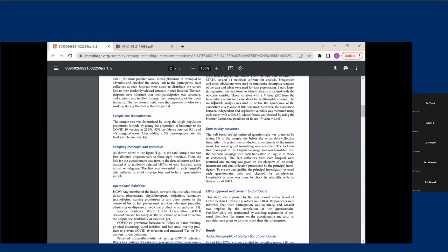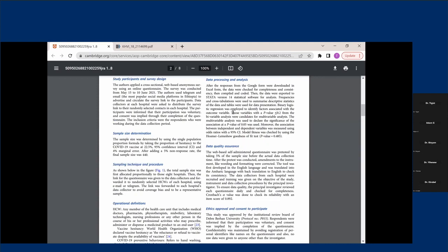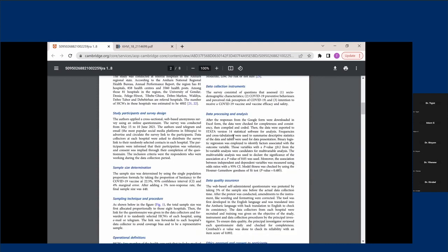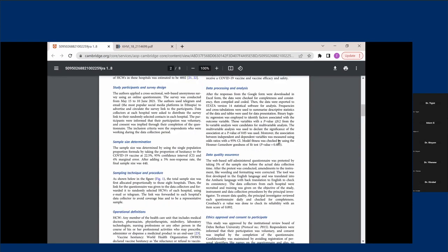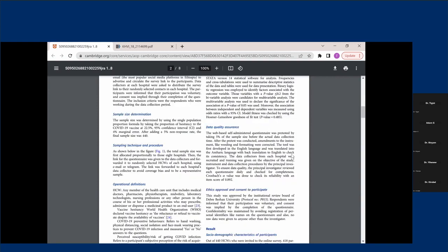And the other is data processing and analysis. Our data has to be properly managed, the proper statistical tools have to be selected, and the assumptions have to be tested. As you can see, they said model fitness was tested using this test, and the result was like this. It's expected from every researcher to report the assumption test and model fitness test results, so that we can be sure that the statistical tool was appropriate for that specific data.